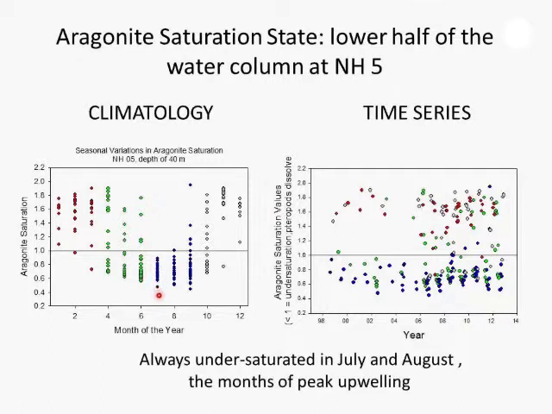Right now, we have an OA problem off the coast of Oregon. We're not going to wait for 100 years. We don't have to wait. It's happening right now. August, almost every value is below 1. September, most of them are below this line. Same with June.